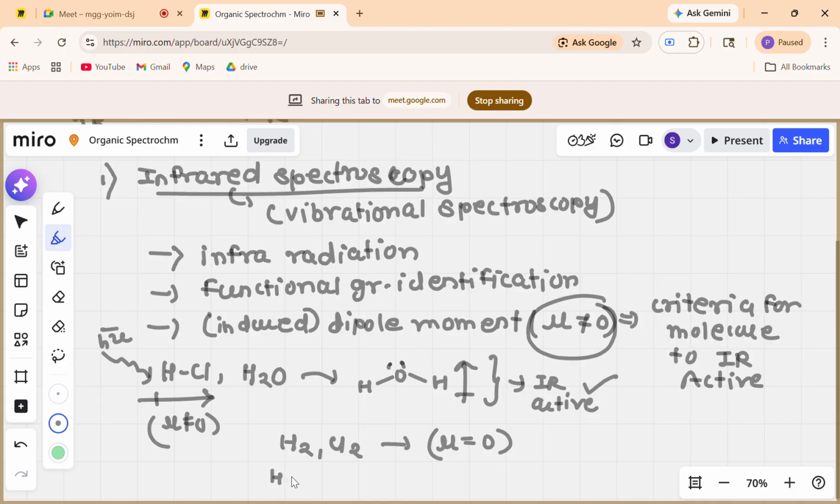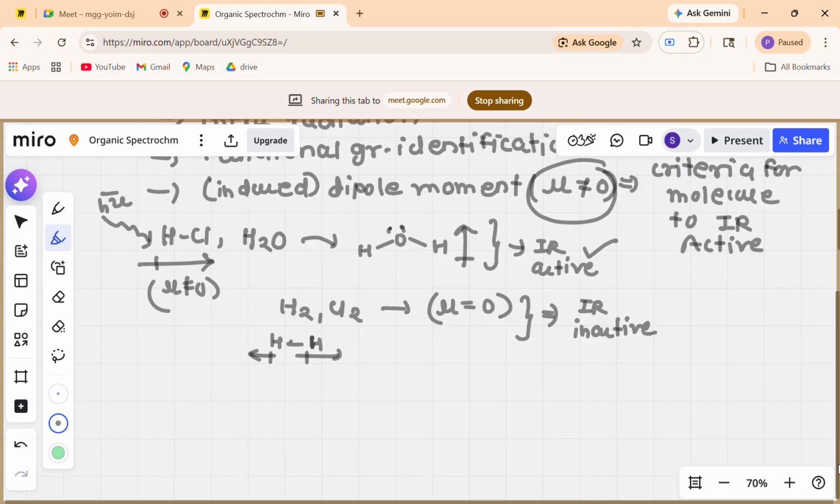So if you consider the hydrogen molecule, both atoms have the same electronegativity. Also in case of chlorine, even though they are electronegative, both are symmetrical in nature and symmetry exists in the molecule, and hence the overall dipole becomes 0, and hence these molecules are basically IR inactive. So the exception for IR spectroscopy is the homonuclear diatomic molecule, because they do not have a permanent dipole moment or induced dipole moment, and hence they are IR inactive.